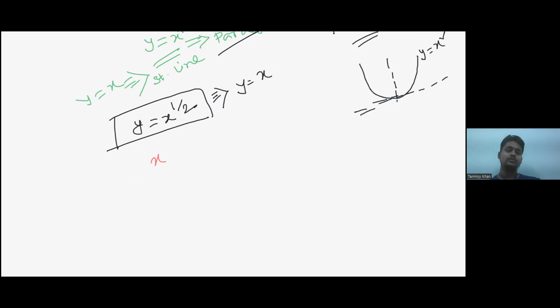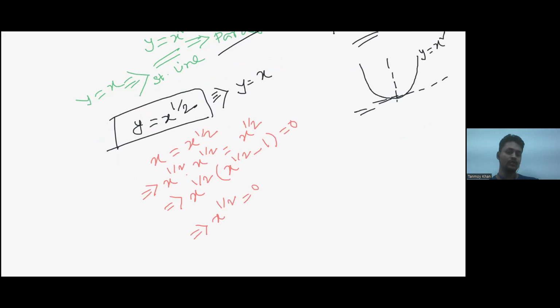if x is equal to x to the power half, right? You can write x to the power half into x to the power half as x. You can write it like that, right? So x to the power half is 1, that is 2, and another is x to the power half, that means x is increasing.